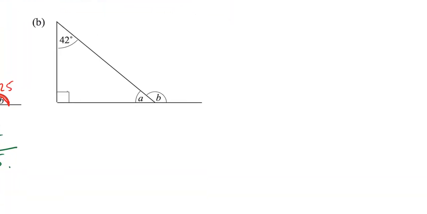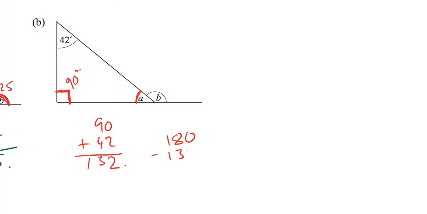Now, in part B, we've got a similar sort of thing to work out. When we see this symbol here, this square, that means that we have 90 degrees there. So this one is very similar to the last question, but we've got a 90 and a 42. So 90 plus 42 is going to give us 132. So in order to find that A, we've got to work out what's left over after we've used 132 out of our 180 degrees. That's going to be 48. Right, so A is 48.